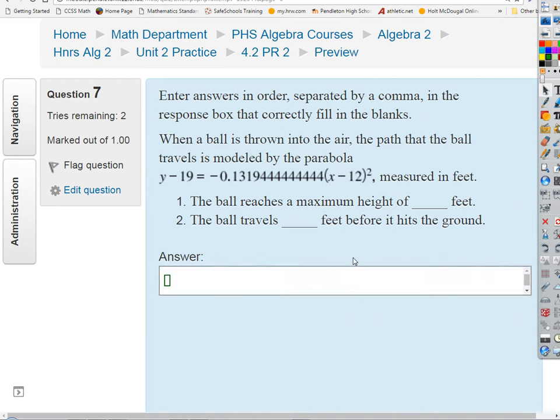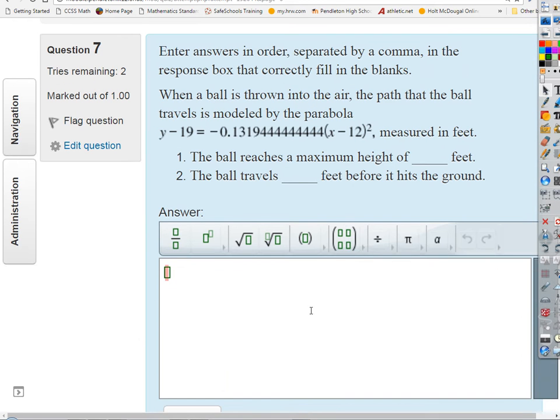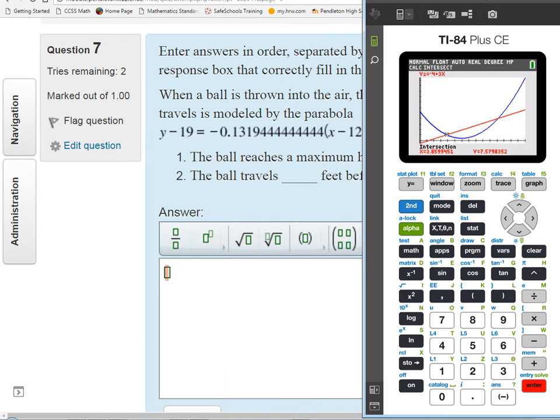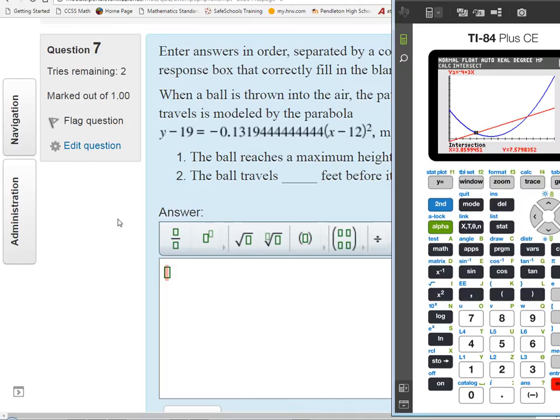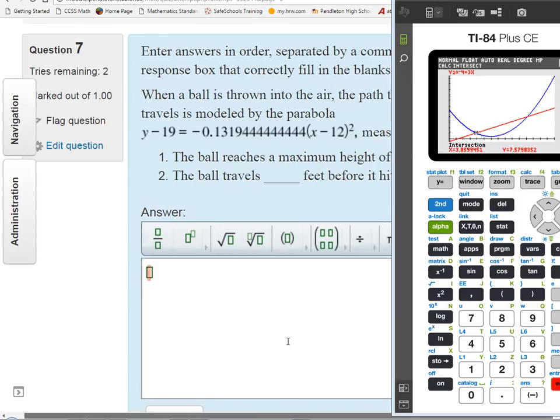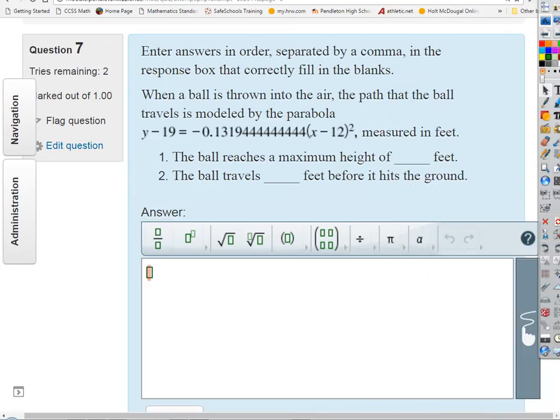And then what about this? Okay, this is just an example where we could use our graphing calculators and graph this function. Let's read the question first here. A ball is thrown into the air. When the ball is thrown into the air, the path that the ball travels is modeled by the parabola y minus 19 equals this horrible decimal times x minus 12 squared. So the ball reaches a maximum height of what?